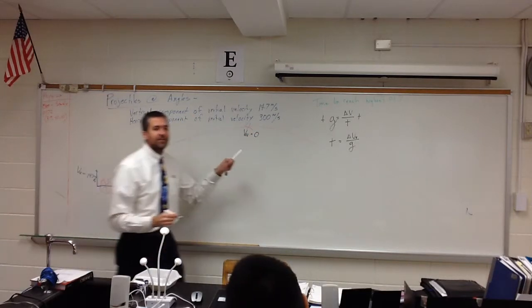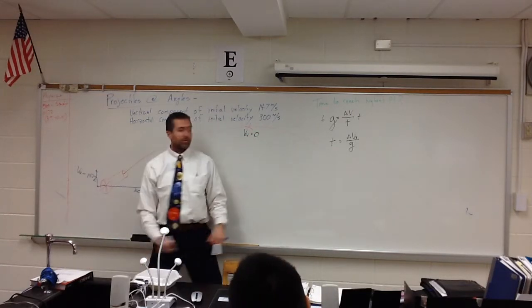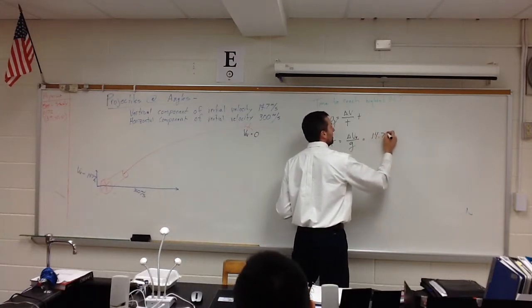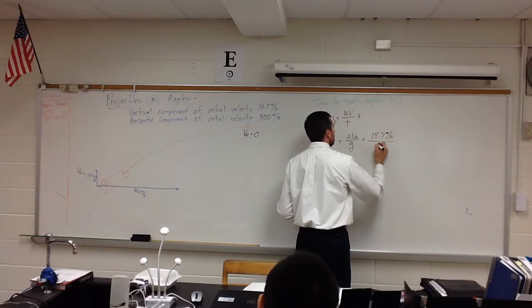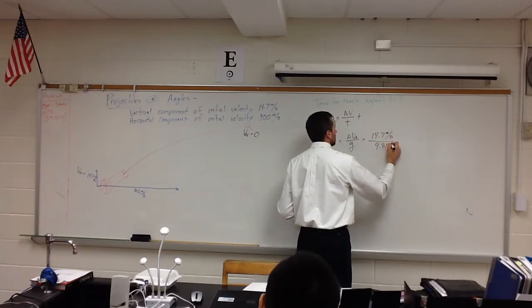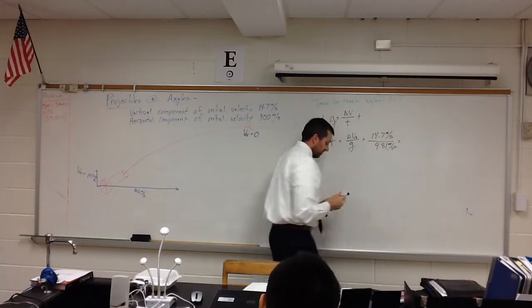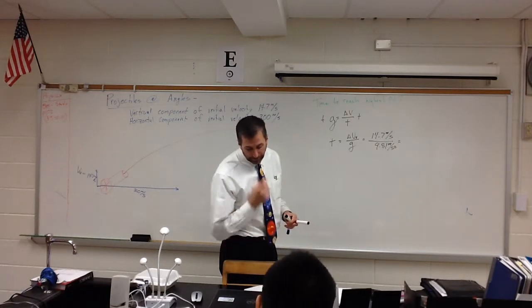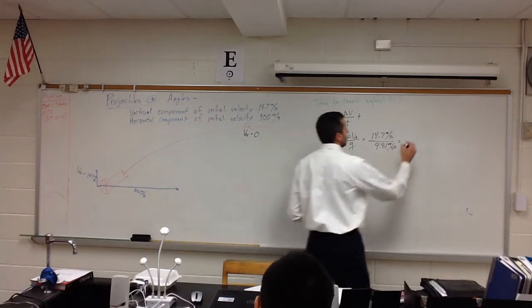So what's our change in vertical velocity? We started at 14.7, we ended at 0. Oh, it's 14.7 meters per second. And gravity is 9.8. So when we divide those two, let me just check here. Yeah, it comes out about 1.5 seconds.